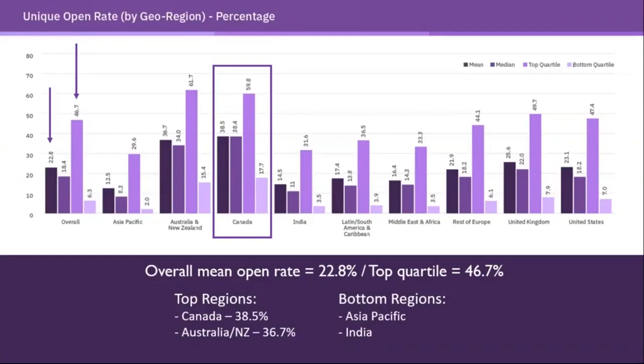A couple of quick things: you can see that the performance is all over the map around the different regions in the world, but 2 countries or regions stand out above everybody else. That's Canada and Australia. Then some of the more emerging markets, if you will, Asia Pacific and India, are at the bottom, with the US and Europe in between.